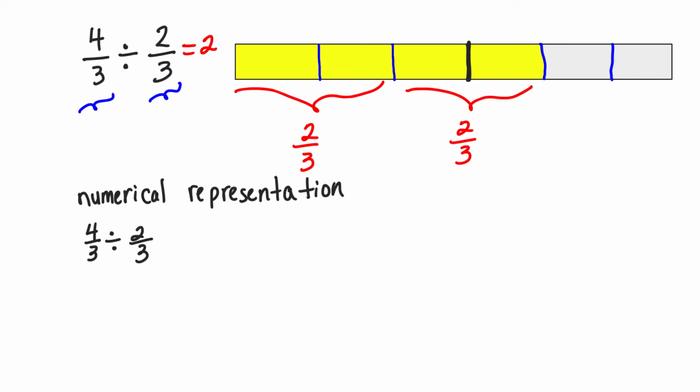Solving the 4/3 divided by 2/3 using numerical representation, we always leave the first number the same. We rewrite 4/3. The second part is the symbol of division becomes multiplication. And then 2/3, we do the reciprocal, or we flip the numbers to 3 over 2. Then we just multiply 4 times 3. And then we just multiply 3 times 2.